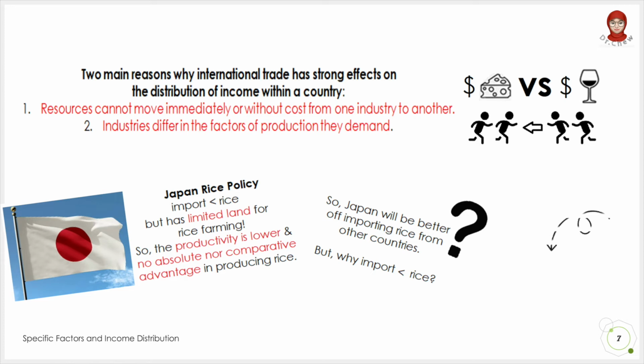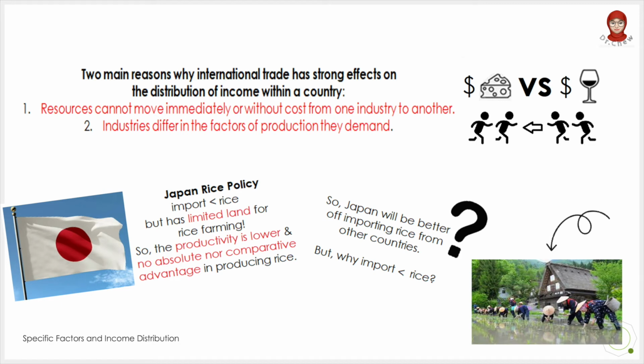Why? Because the government wants to protect the rice farmers. What will the rice farmers do or work as if they are no longer planting paddy rice? It is not easy just to ask them to switch to another job. We can't simply ask them to become a doctor or teacher because they don't have the skills for any of them. So, in today's lesson, we focus on the short run consequences of trade and income distribution when factors of production cannot move without cost between industries.